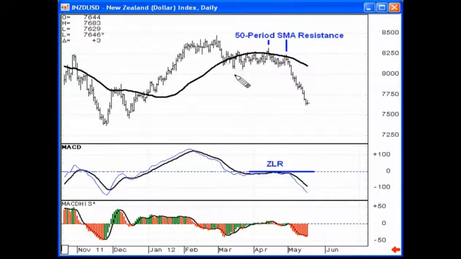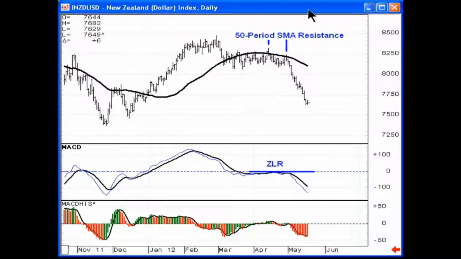Notice how prices have fallen below the 50-period moving average, and then on two instances actually encountered resistance at that 50-period moving average. And also, at the same time, we have that zero line reversal, or a ZLR formation, with respect to the MACD indicator. Essentially the same picture, but this is on the daily level instead of the weekly level.